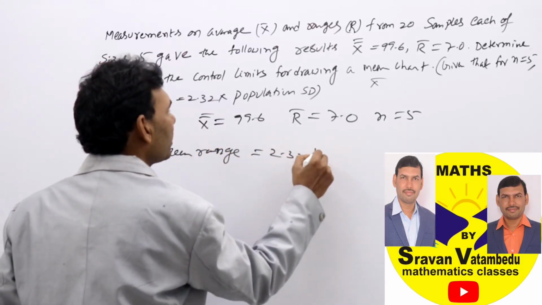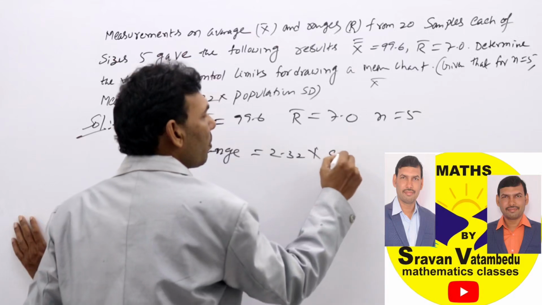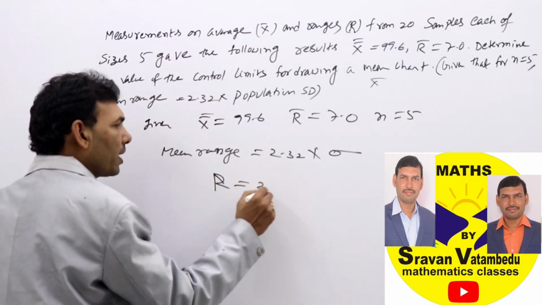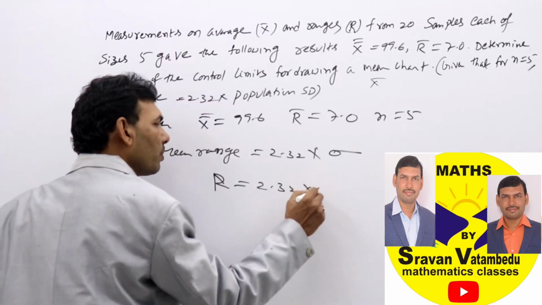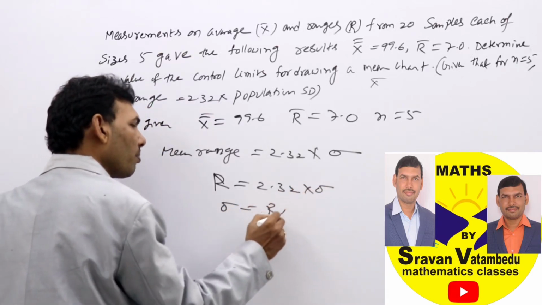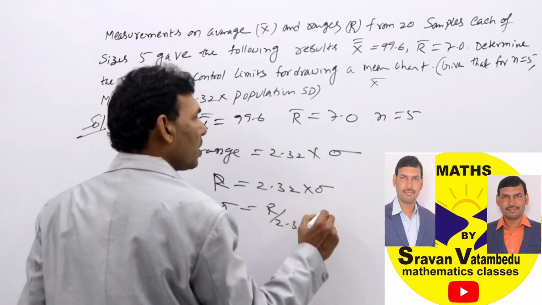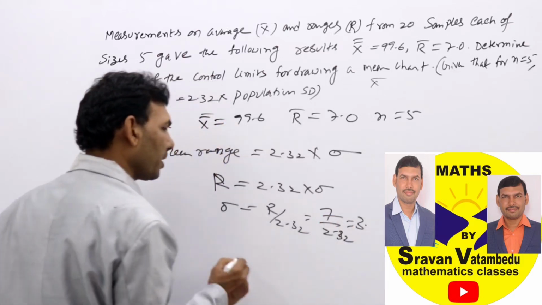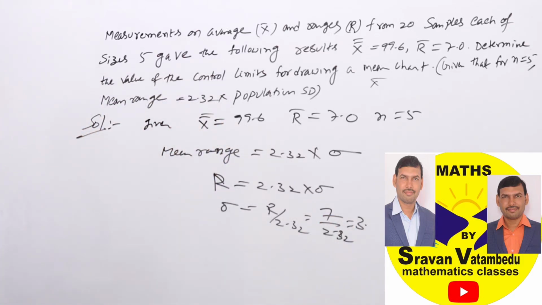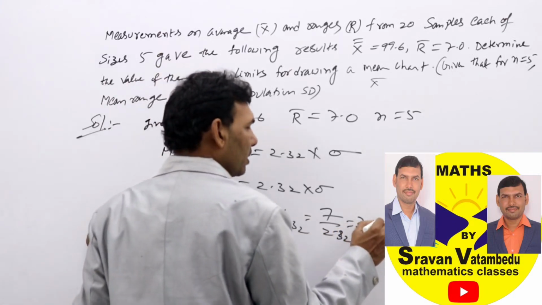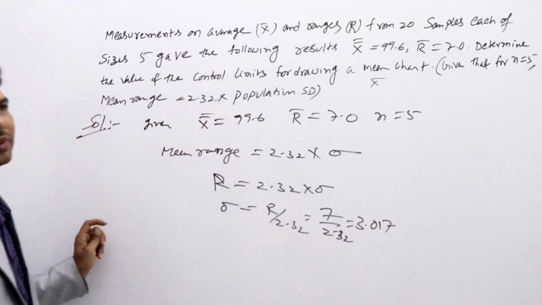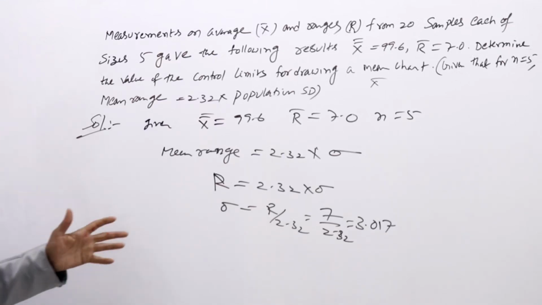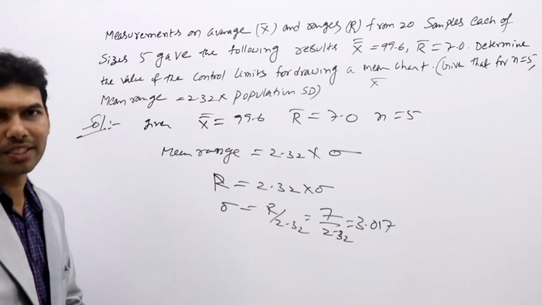The mean range R equals 2.32 times the population SD sigma. What is sigma? R by 2.32, that is 7 by 2.32. If you divide, you will get 3.017. So that is sigma, because without having sigma we cannot find the control lines.